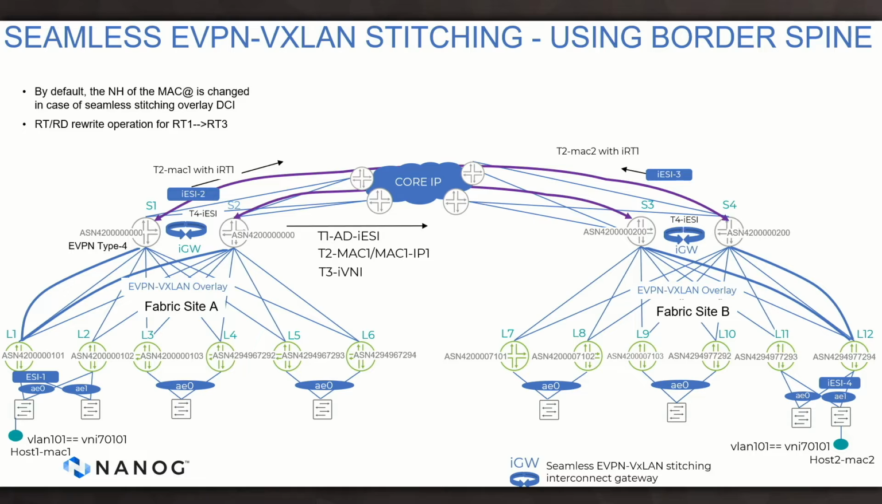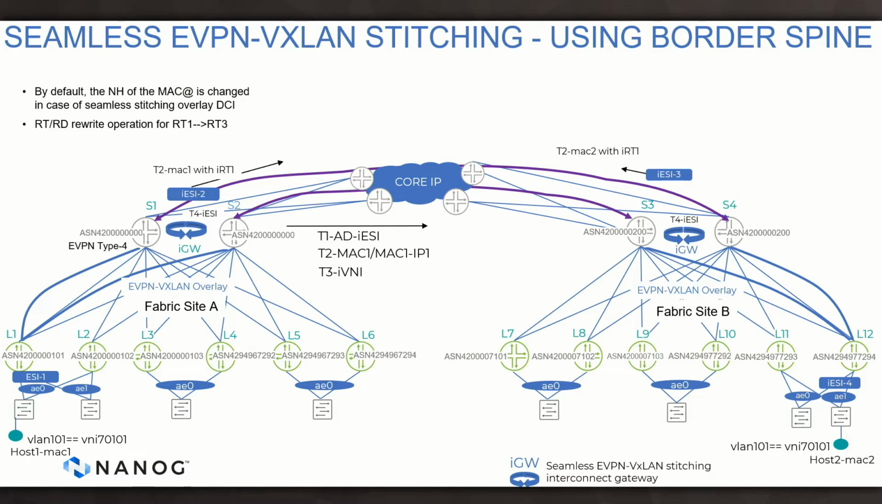So what happens when I need to stitch these tunnels? The condition is that my MAC-1 address will be advertised to the remote location, but I will rewrite the original ESI value from the EVPN type 2 route.